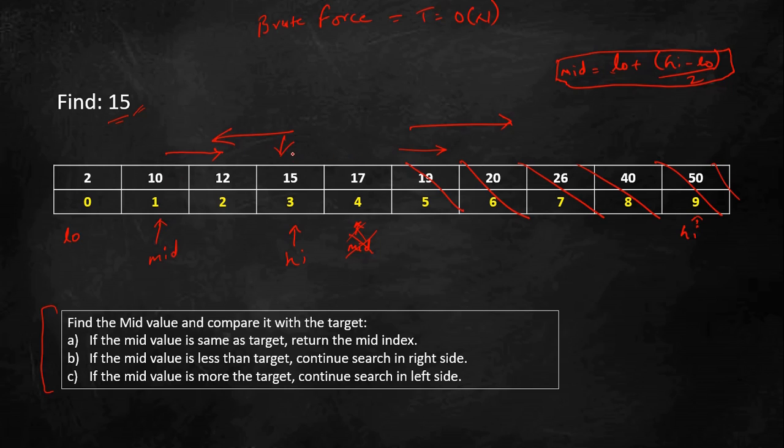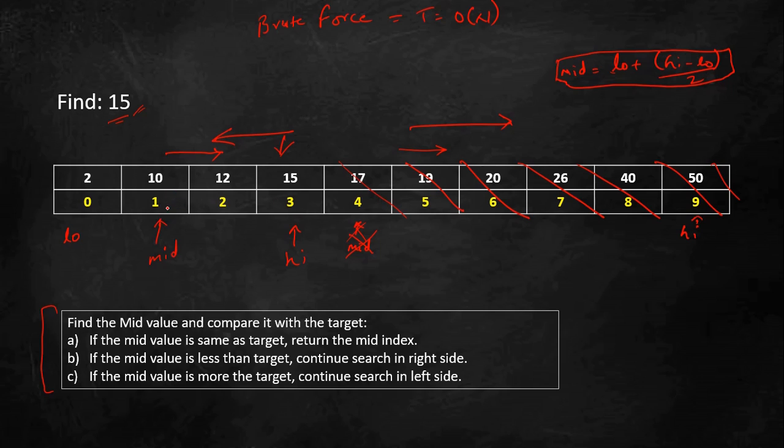Now my range is only from 0 to 3rd index, from low to high, that is my range. I am not considering any of these things on the right hand side. So only this is my range. So when I say continue search on the right side, it means on the right side of mid, now it is 2nd index and 3rd index.